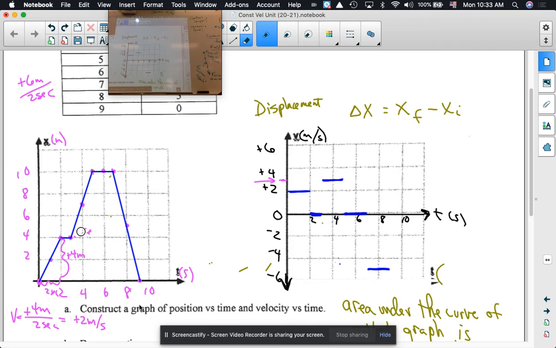I should have left that on there. That was positive 6 meters, we said. And that was positive 4 meters. And now we have this.